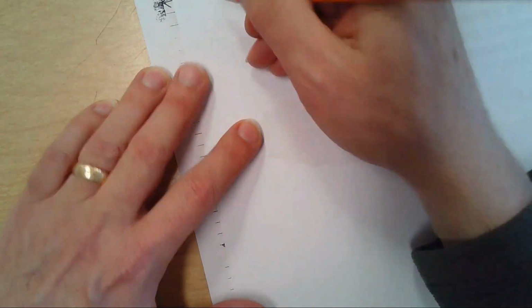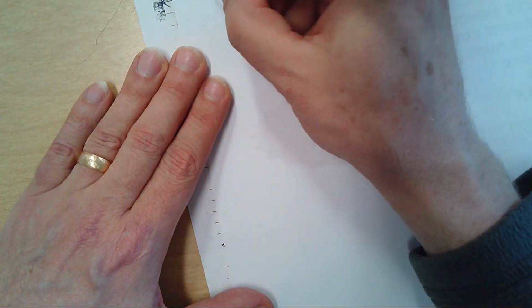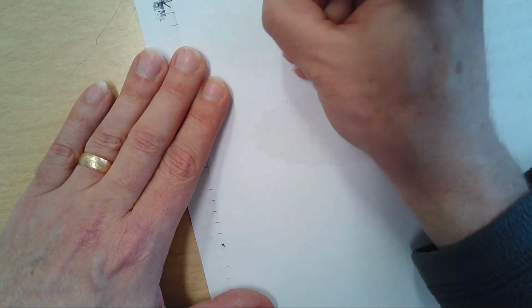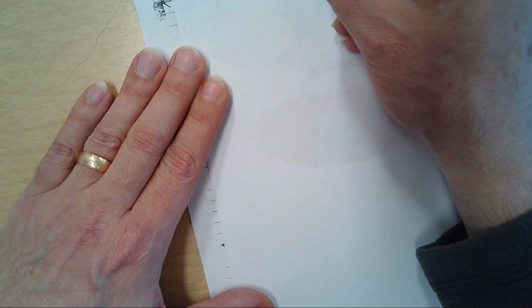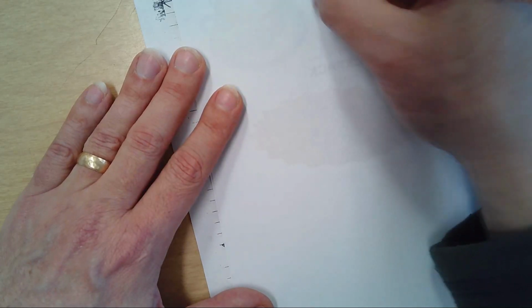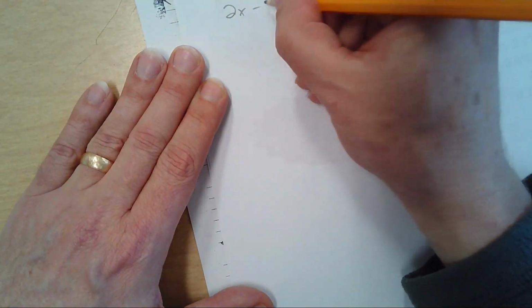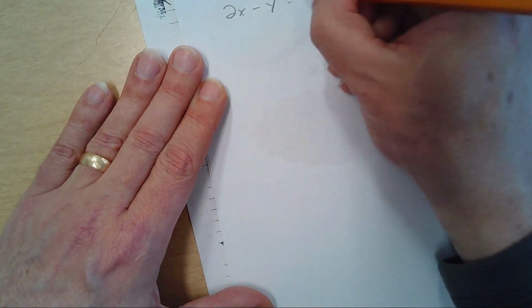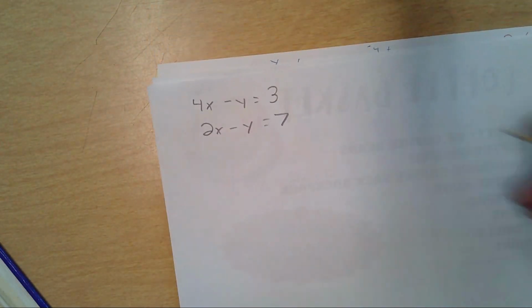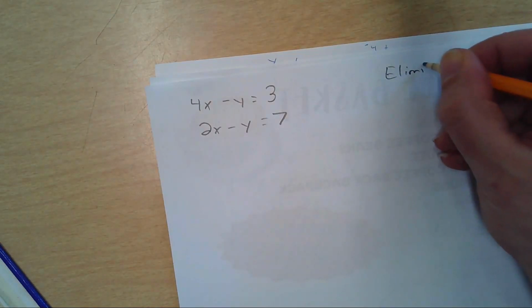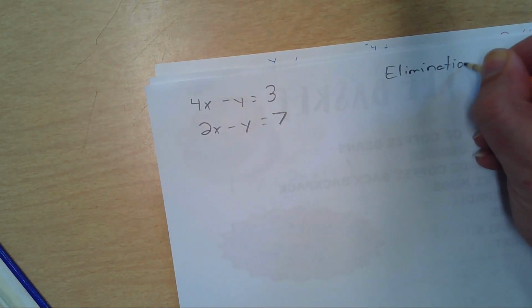So I'm going to look at number 19 here. Okay, 19 says 4x minus y equals 3. And 2x minus y equals 7. Okay, and again, we're using the elimination method today.